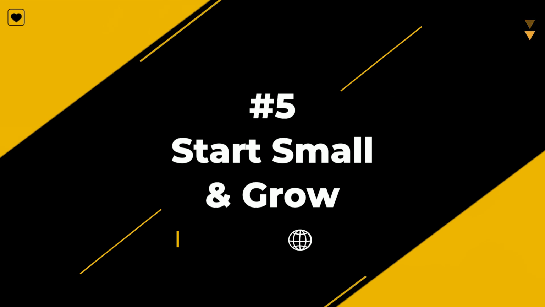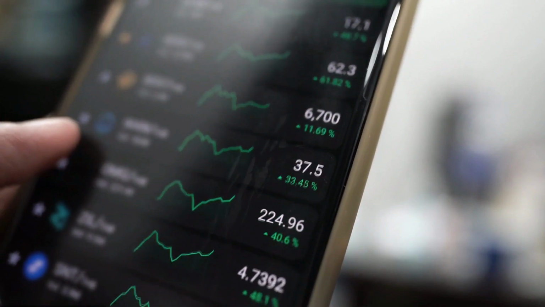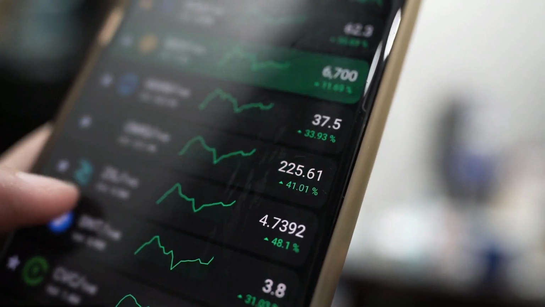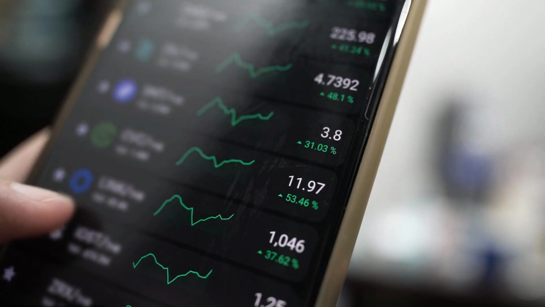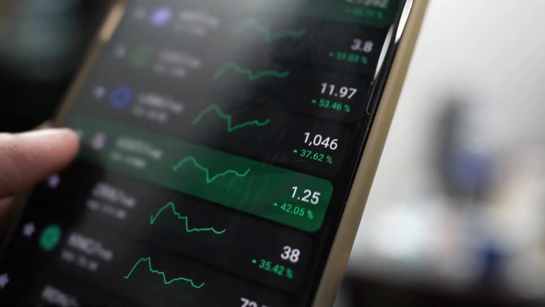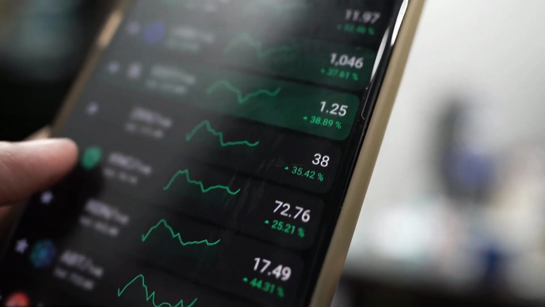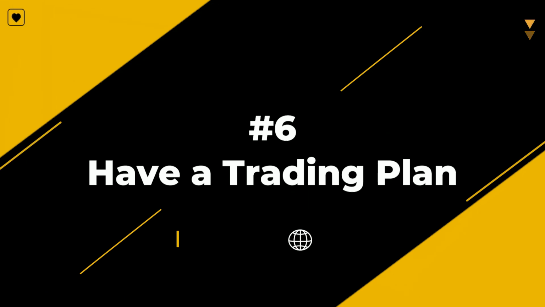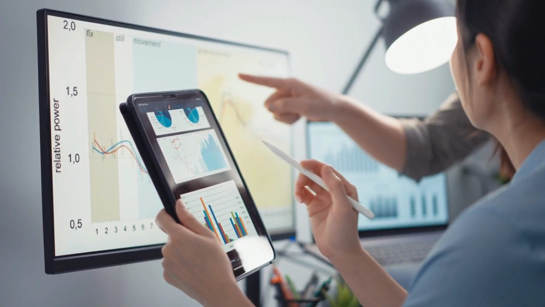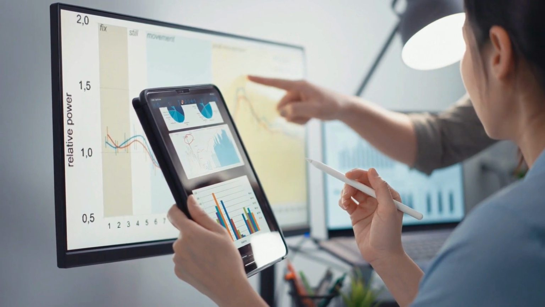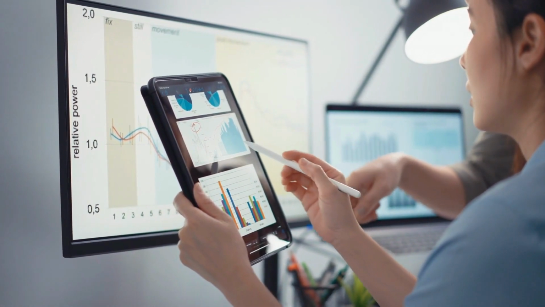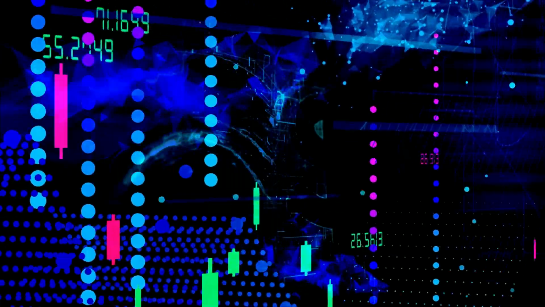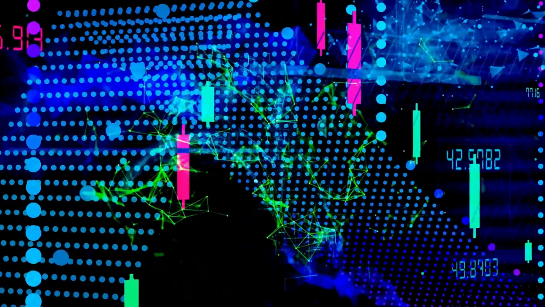Start small and grow. If you are new to trading, start with a small amount of capital and gradually increase as you gain experience and confidence. This approach allows you to learn from your mistakes without risking significant funds. Number 6. Have a trading plan. Develop a clear trading plan that outlines your goals, risk tolerance, and strategy. Stick to your plan and avoid making impulsive decisions based on emotions or short-term market fluctuations.